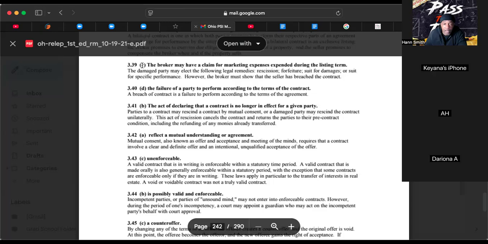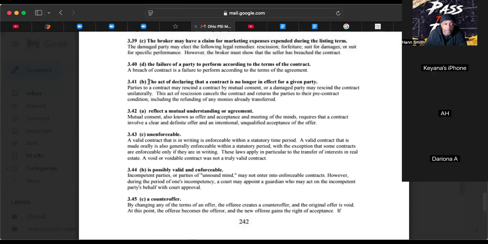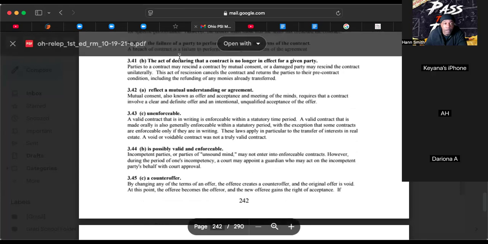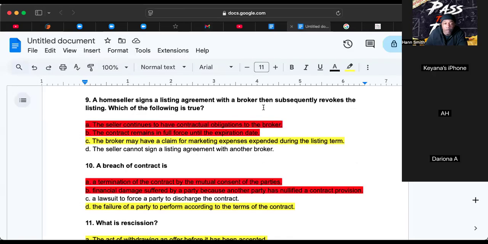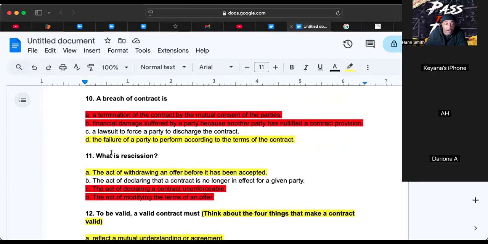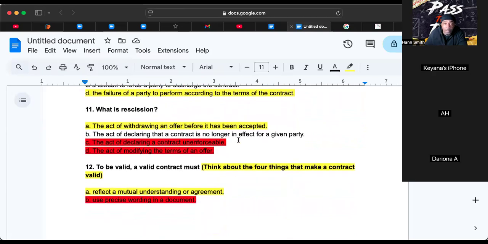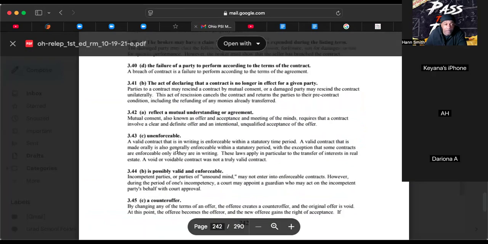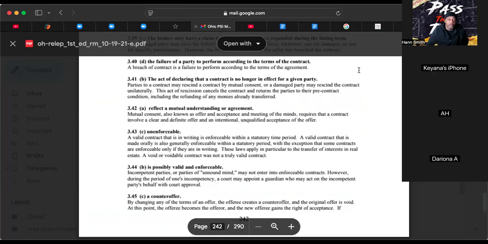All right, so let's see here. That one was that one. Okay, so number 10, the failure of a party to perform according to the terms of the contract. That was a definition question, which is breach. What is a breach of contract? We said a failure of a party to perform according to the terms of a contract. So we got that one right. Let's see what they say in the answer. A breach of contract is a failure to perform according to the terms of an agreement.